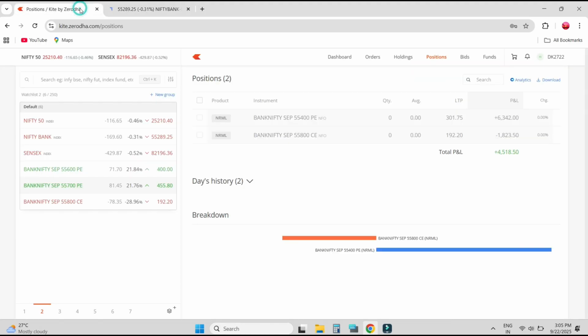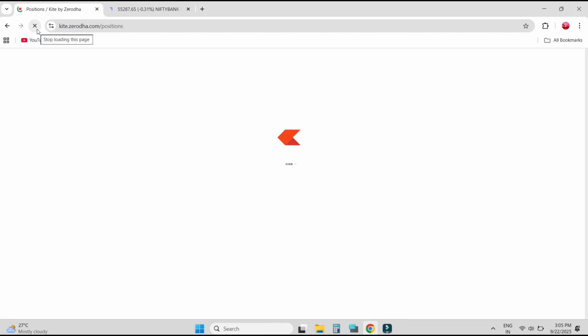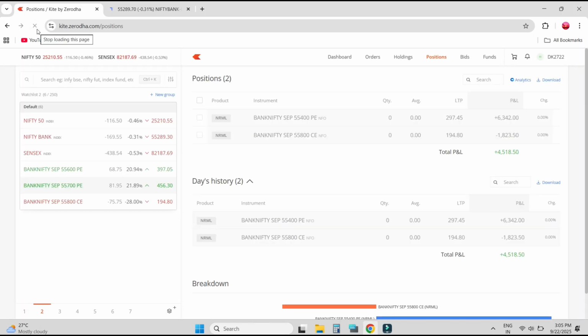Quickly, let me show you the trades I have taken today. See, these are the two trades. One, in the morning I took a call trade. I took my call position, and I hit my stop loss in that trade.